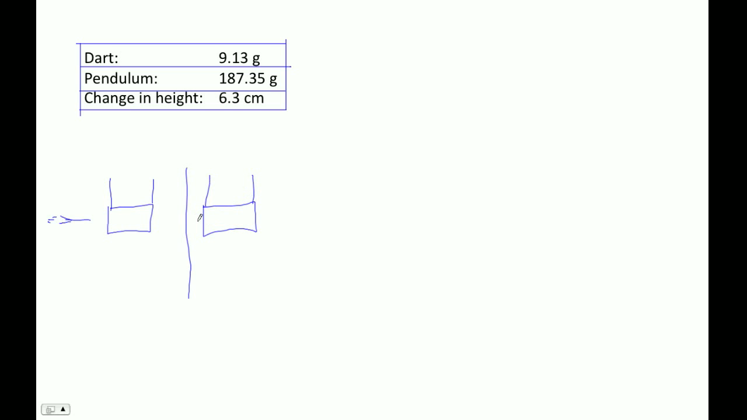So here's the dart sticking in there. This thing has started to move this way because the dart is making it move. This is conservation of momentum. And then in the final picture, this dart will have made the thing swing up to some height that you're going to measure by some means that we're going to have to figure out.